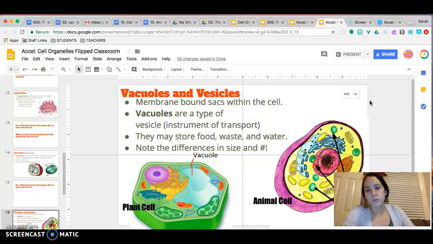Now I want you to look at these pictures. So in the plant cell, here is the vacuole. And then in our animal cell, we have these green dots, which are also the vesicles. What do you notice about the size of them and the number of them? Go ahead and write that down for me.